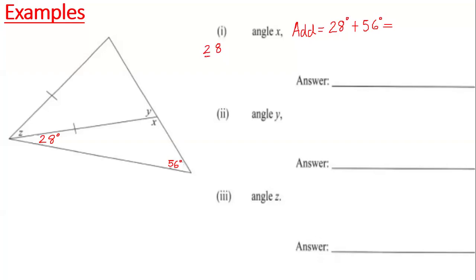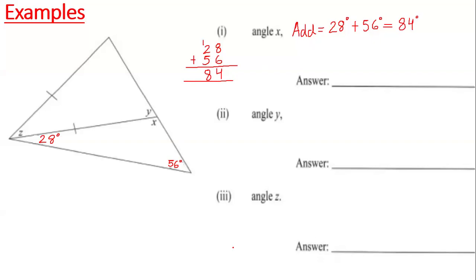Plus 56. 8 plus 6 is what? 14. 8, 9, 10, 11, 12, 13, 14. Put the 4 down, put the 1 up. 5 plus 3 is 8. So when you add them together, we get 84 degrees. Anyone else got that before me? So I did.